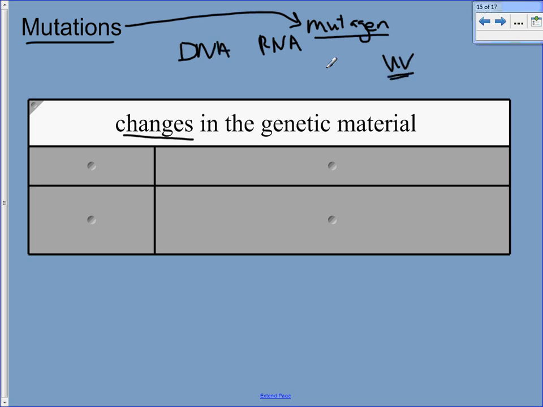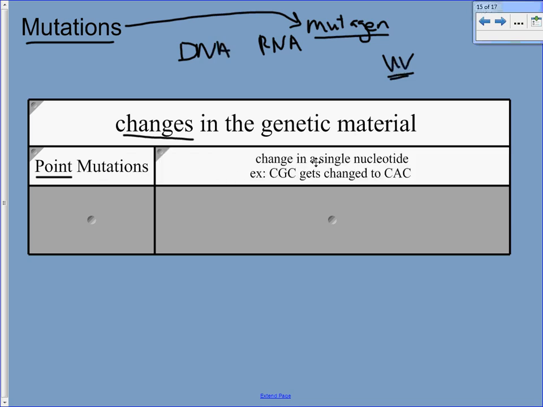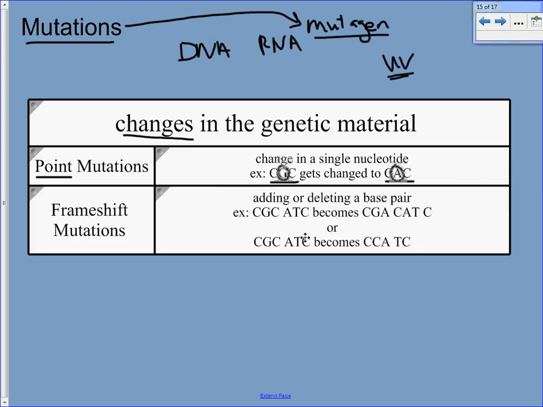The alternative would be what we call a frameshift mutation. This can be either adding, or insertion, or deleting a base pair. So for example, if we have CGC ATC and then our mutagen comes in and we get CGA CATC, we had something happen here. Can you figure out what it is? Same thing down here. CGC-ATC becomes CCA-TC. Well, obviously on this one, we cut out that G. So that would be a deletion. The one above would be an insertion.